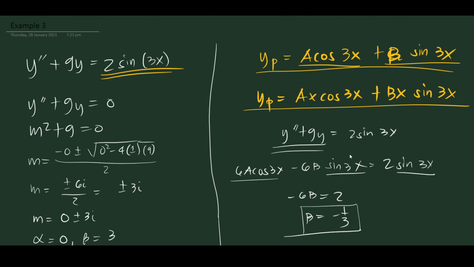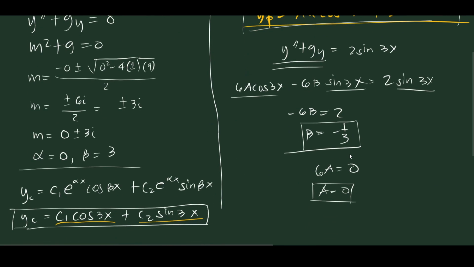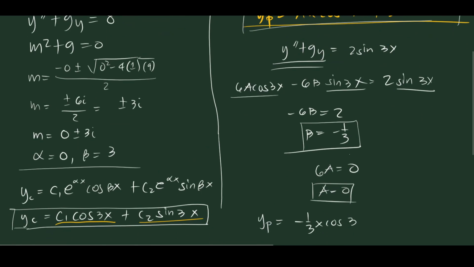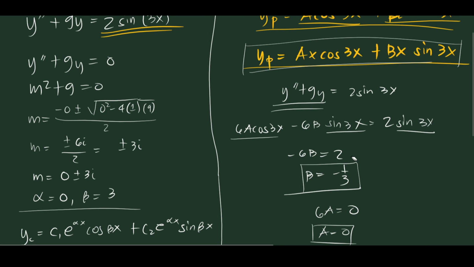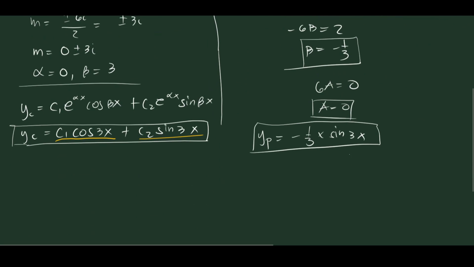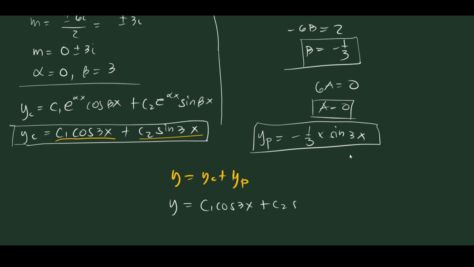So now let's go to our guess right here, right? So let's substitute these values. So yp is equal to negative 1/3 x cosine of 3x. Oh, I'm sorry, this is a mistake. It should be 0 because a is 0. Okay, so what's left would be negative 1/3 for b right here, and then x sine of 3x. Okay, so this is our particular solution. Now we know that y is equal to yc plus yp. So the general solution therefore is y is equal to c1 cosine 3x plus c2 sine 3x minus 1/3 x sine 3x. Okay, so this is our general solution.